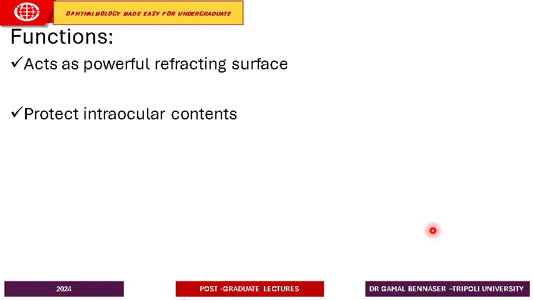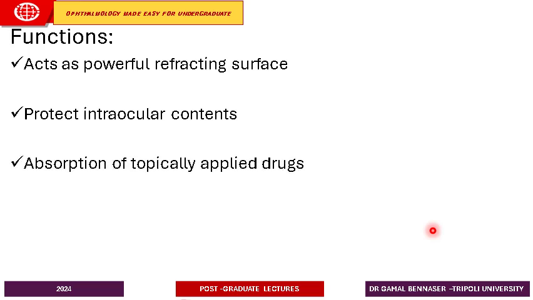The second thing is that it is a protecting surface, that it protects the intraocular content. So the cornea should have a particular architecture that is firm enough to protect the eye from either mechanical trauma or from toxins and infections. The other thing is that the cornea acts as an absorbing surface, as many of the medications and drops that we apply to the eye are absorbed through the cornea. So understanding the physiology of the cornea is important to understand the pharmacology and the mechanism of drug absorption and delivery inside the eye.